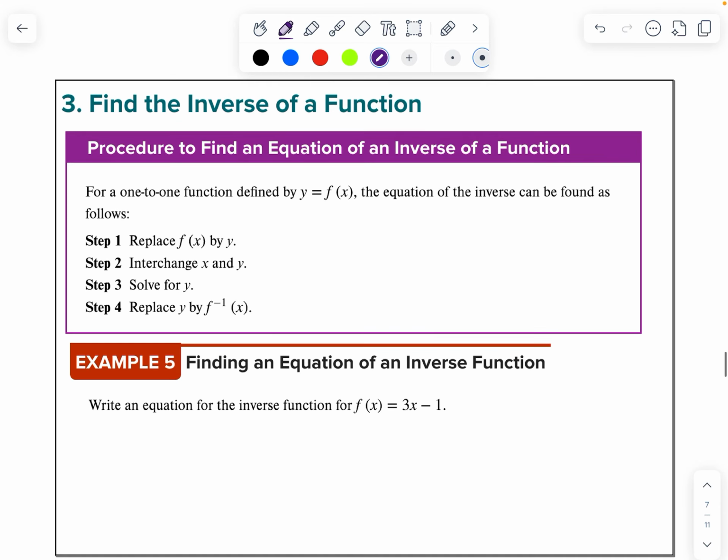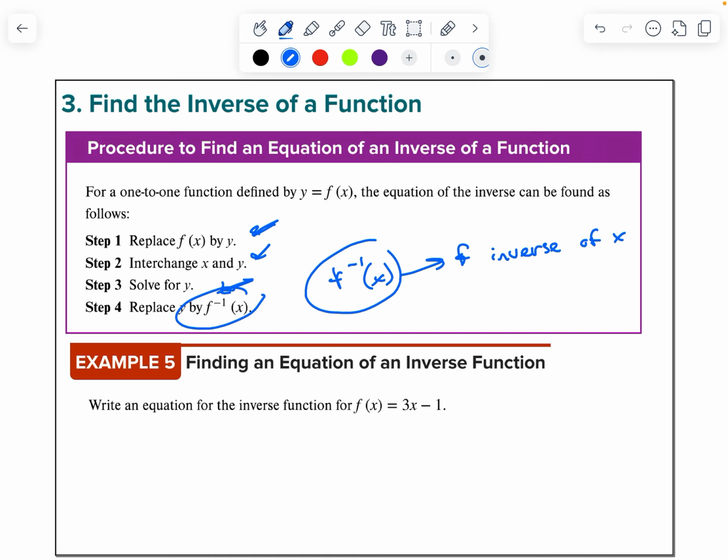All right, we know how to check and see if two things are inverses. Now we need to try and find an inverse. To find an inverse, you're going to follow these steps exactly. You're going to replace your f of x with a y, interchange your x and your y, solve for y again, and then replace y with f inverse of x. This symbol, f to the negative 1, is read as f inverse of x, right? This symbol right here, that's the symbol for f inverse of x.